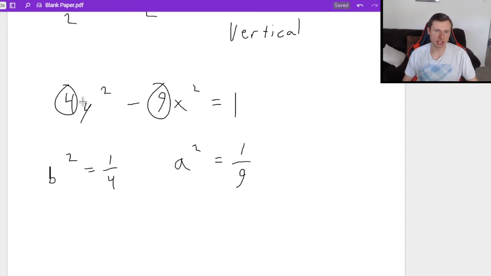So all I'm saying is that since the 4 and the 9 are in the wrong spot, they are in the denominators for a and b. That means b is 1/2 and a is 1/3.